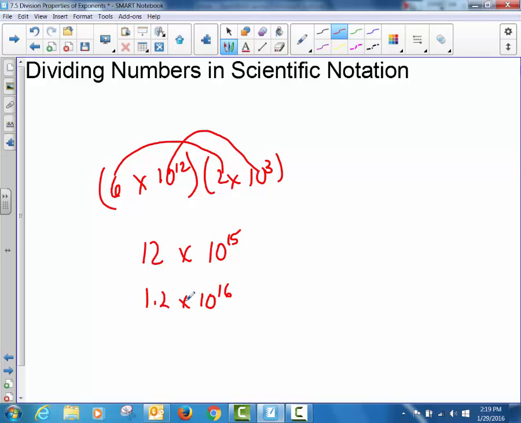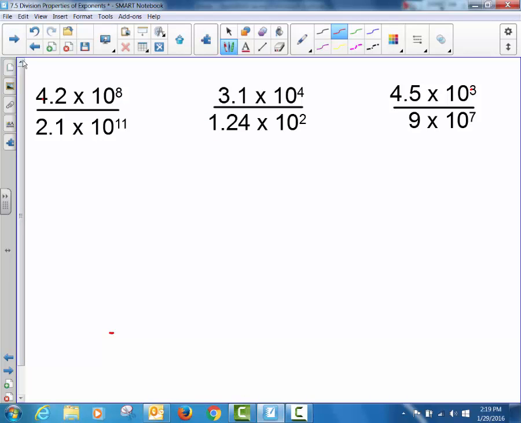Okay? Well, we're going to be doing the same thing, except this time we're going to be dividing. So what do you suppose we're going to be doing? If we multiply numbers by numbers and powers by powers, this time we're going to be dividing numbers by numbers and powers by powers. So let's see this.